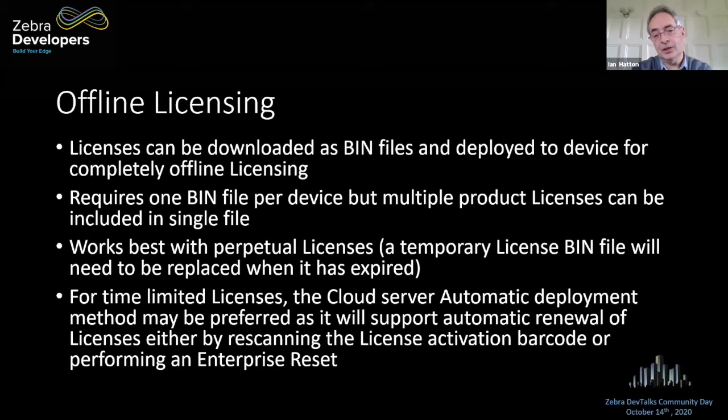And it works best with perpetual licenses, because if you use a temporary license, then you will need to replace it when it's expired, because obviously you don't have an ongoing connection to the server. So once the license expires, it would need to be updated by installing a new bin file. For that reason, if you've got a time-limited license, then the cloud server automatic deployment method may be preferred. We're going to talk about that in more detail. Basically, that will support automatic renewal of the licenses, either by rescanning the license activation barcode or by performing a reset.